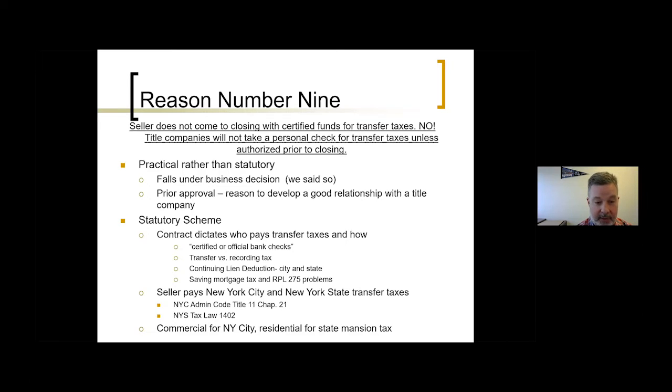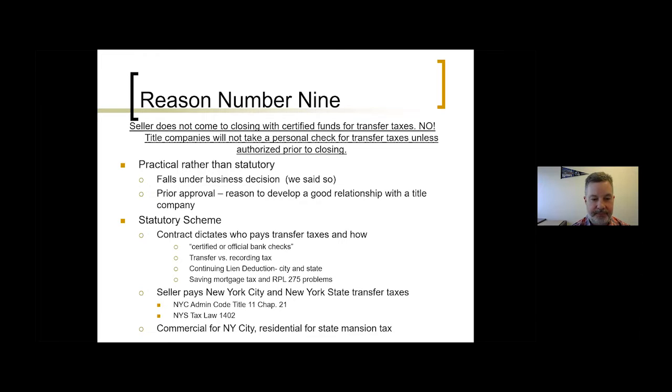So the contract is going to tell you who pays the transfer tax and how. Certified or official bank checks is usually what they're going to want. There's a distinction between transfer tax and recording tax. Mortgage recording tax is paid by the buyer, and the quarter point is paid by the bank.